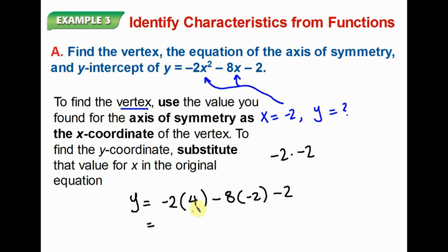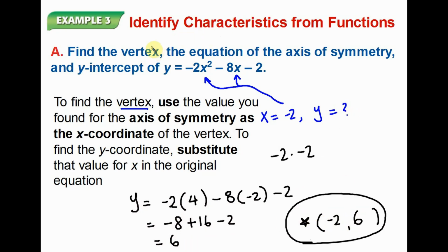If you simplify this, negative 2 times 4 is negative 8, negative 8 times negative 2 becomes positive 16, and then minus 2. This will be equal to 6. Keep in mind, I'm not just asking you to find the y value, I asked you to find the vertex. So when you write the answer, I need to have a coordinate where x was negative 2, and now you know the y is positive 6. So far, I found the vertex and the axis of symmetry.